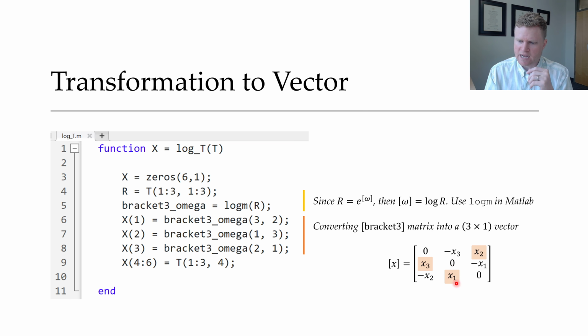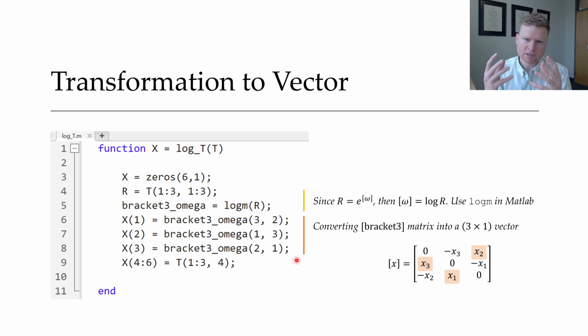So I'm going to isolate the elements of this matrix that correspond to the first, second, and third elements of the vector. If I look at my third row, second column, that's going to be the first element of the vector I want, and that's exactly what I do right here. I take the third row, second column, and that's the first element of omega. Then up here, my first row, third column gives me the second element of omega. And then the second row, first column gives me the third element of omega.